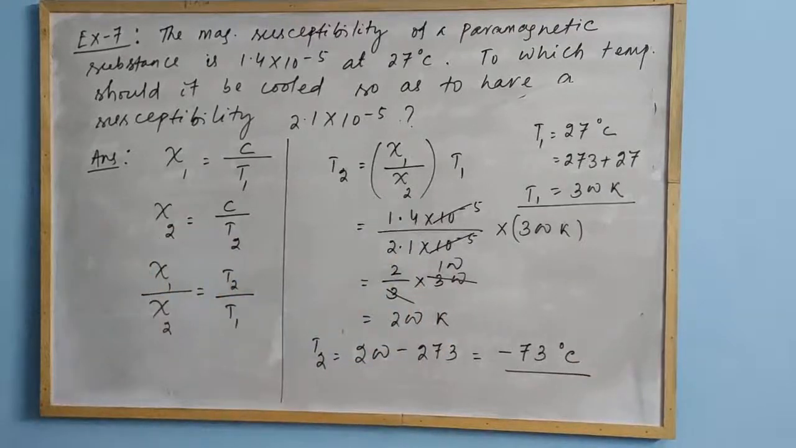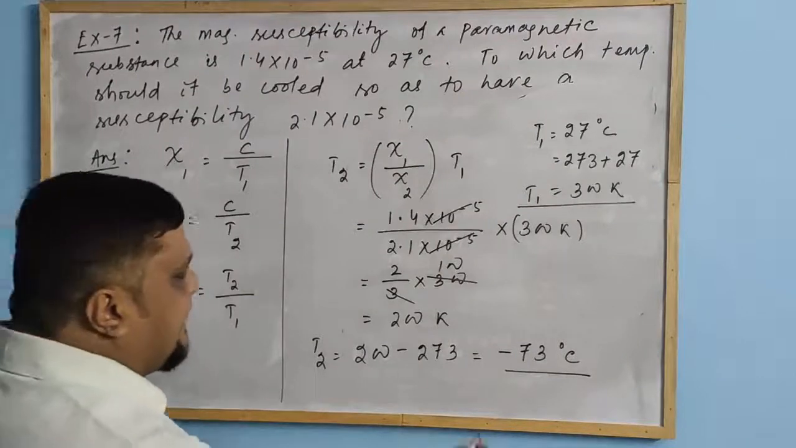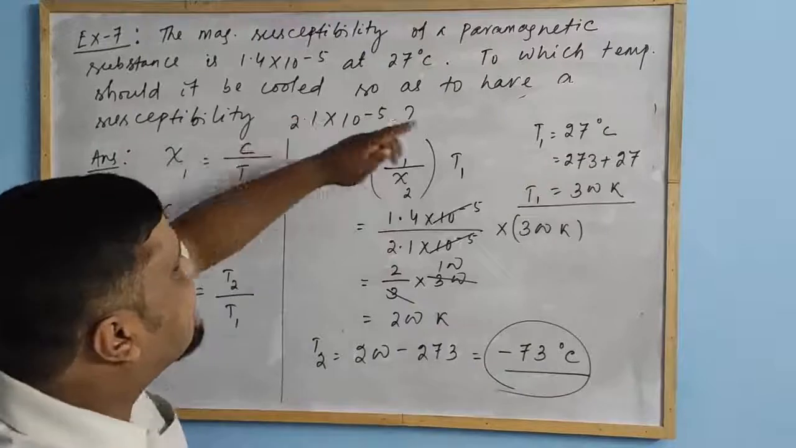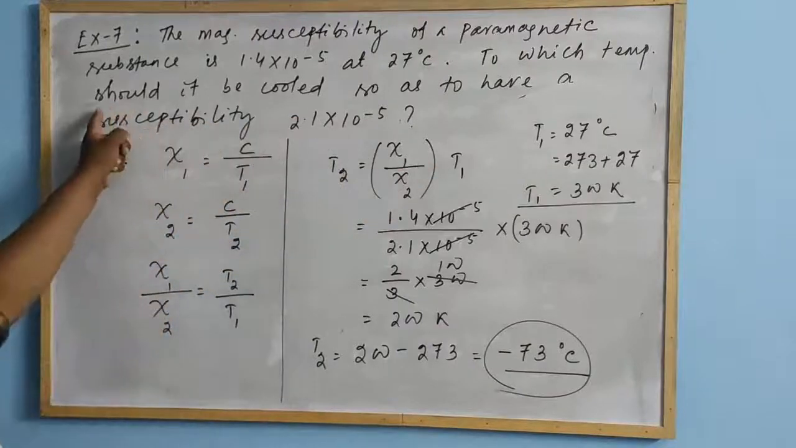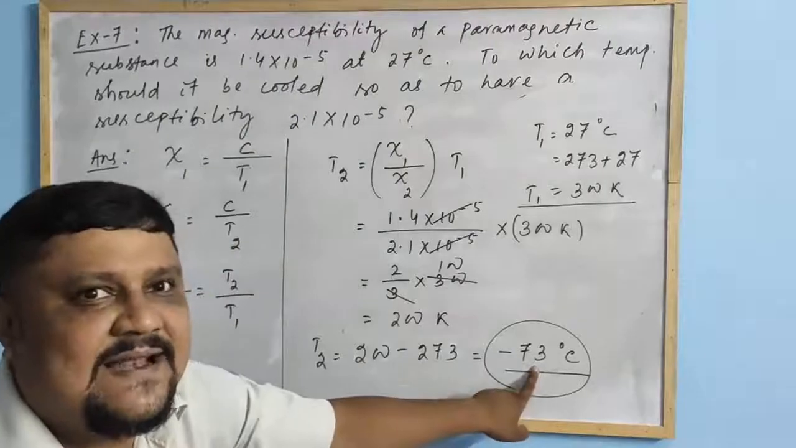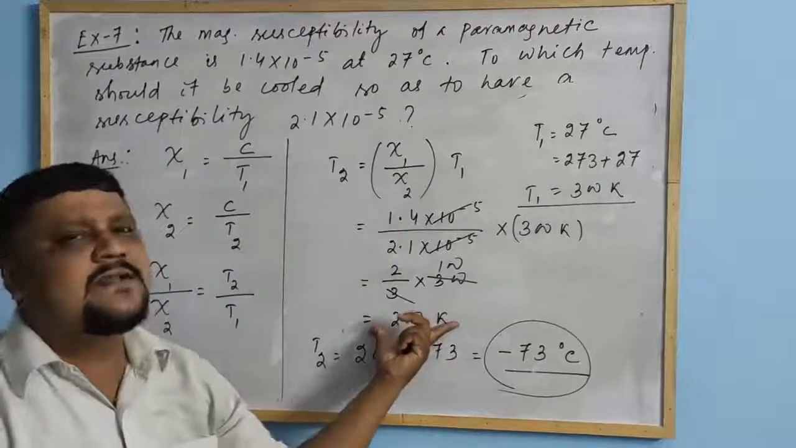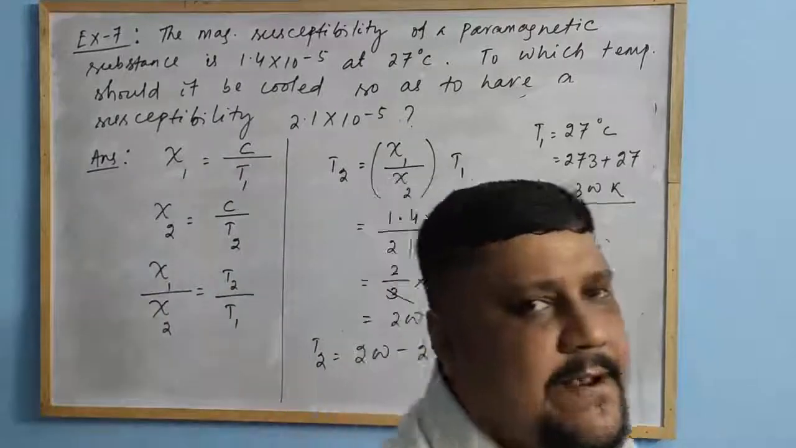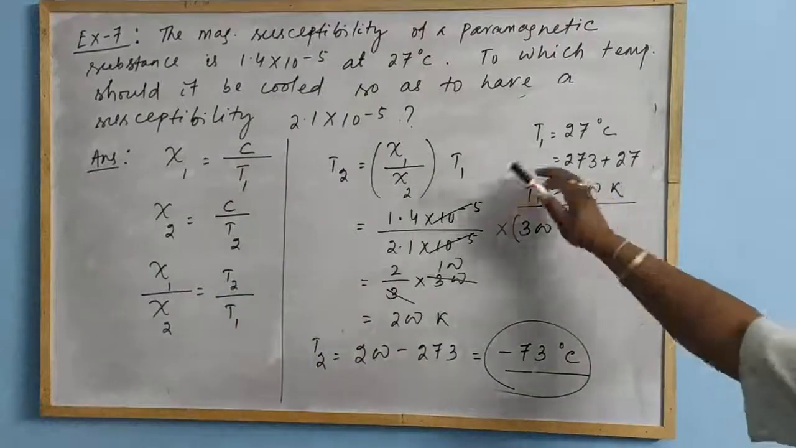So how much is it cooled? That should be minus 73 degree centigrade. So 200 Kelvin, it should be cooled. In the question it is asked, to which temperature should it be cooled? It should be cooled to minus 73 degree centigrade, or you can write this as 200 Kelvin. It will give you this much of susceptibility. Clear? Okay.